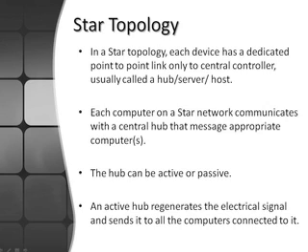Now, taking a look at the star topology. In the star topology, each device has a dedicated point-to-point link only to the central controller, usually called a hub, server, or host. Each computer on the star network communicates with the central hub, which messages the appropriate computers. The hub can be active or passive. An active hub regenerates the electrical signal and sends it to all the computers connected to it.